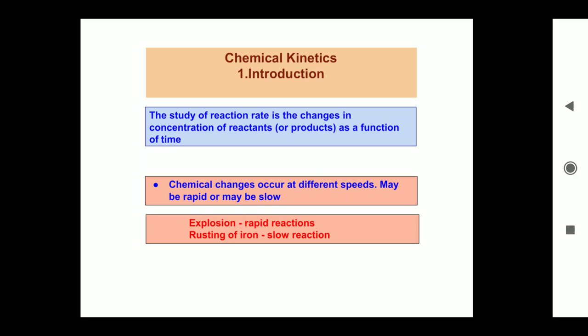Chemical changes occur at different speeds, may be rapid or may be slow. So this change in the chemical reaction is studied under chemical kinetics. For example, explosion comes under rapid reactions, whereas rusting of iron is a very slow reaction. So the study of the rate of the reaction is nothing but kinetics.